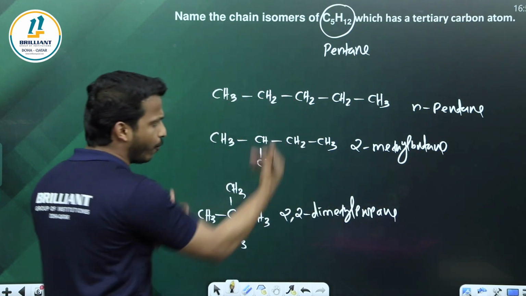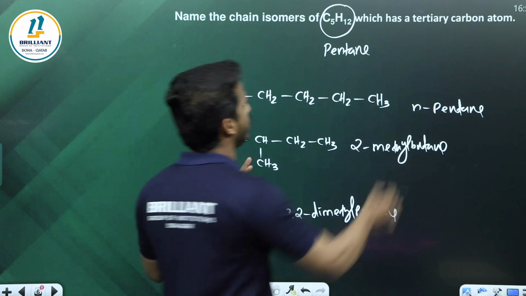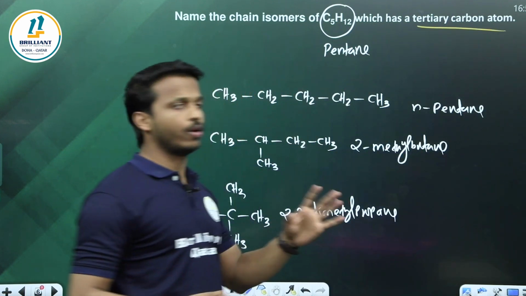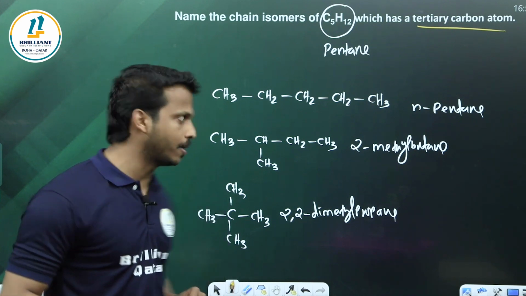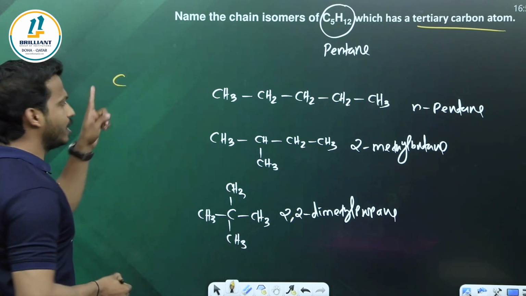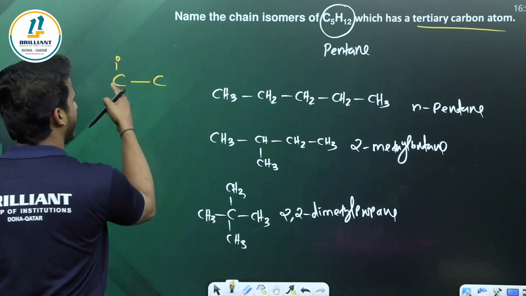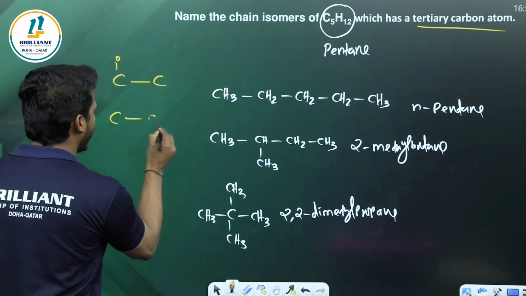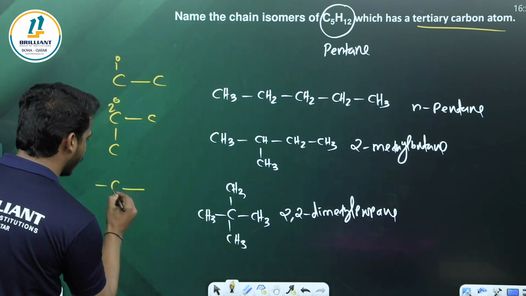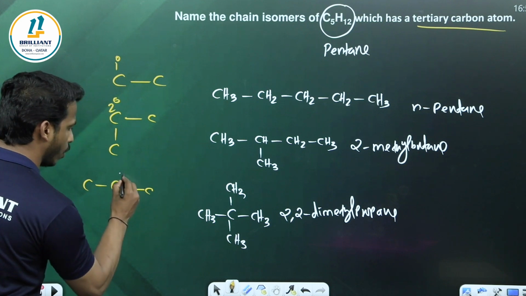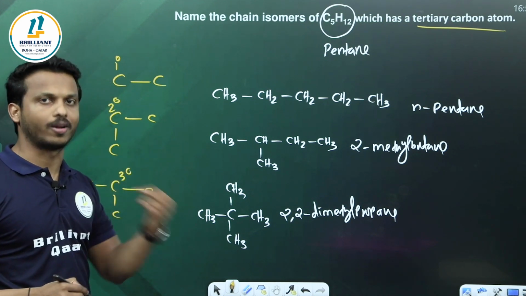Question. Which of the following isomers of pentane contains a tertiary carbon atom? What do you mean by tertiary carbon atom? If this carbon is connected to only one carbon, the carbon is primary. If this carbon is connected to 2 carbons directly, it is secondary. If a carbon is connected to 3 carbons, then it is called tertiary. If the carbon is connected to 4 nearest carbons, it's quaternary.